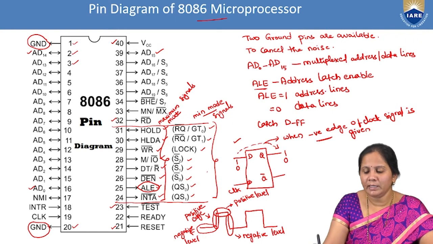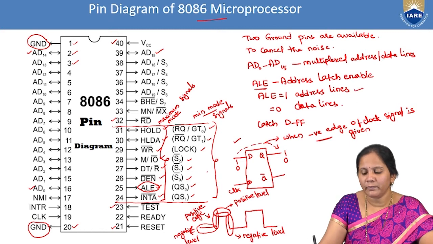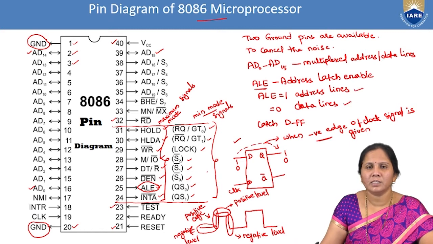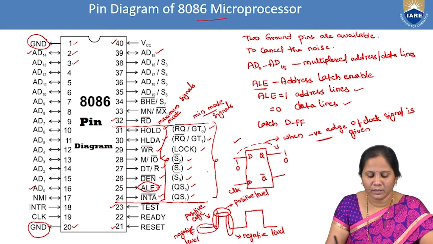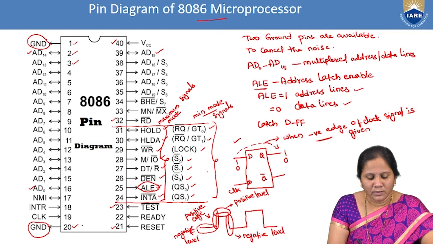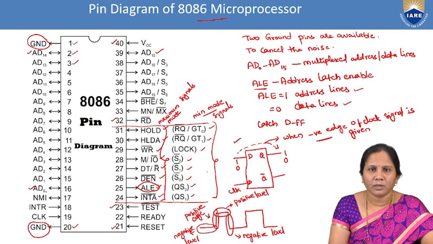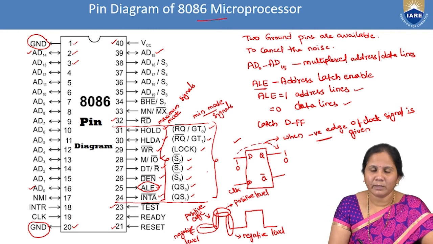So when ALE is 1, the signals act as address lines. And when ALE is 0, the signals act as data lines. So that is what we have about the address and data multiplexed lines and the ALE signal.